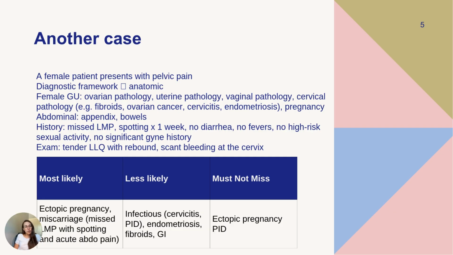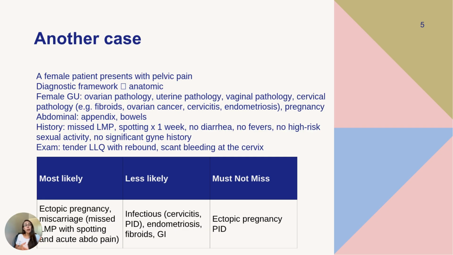So on history, pertinent positives, definitely that missed period. She's been spotting for a week. There's been no diarrhea, no fevers. She denies any high risk sexual activity and no significant gynae history like fibroids or endometriosis, etc. No surgical history. On exam, she is tender to that left lower quadrant with rebound tenderness. And with the pelvic exam, you're noticing a little bit of bleeding at the cervix.